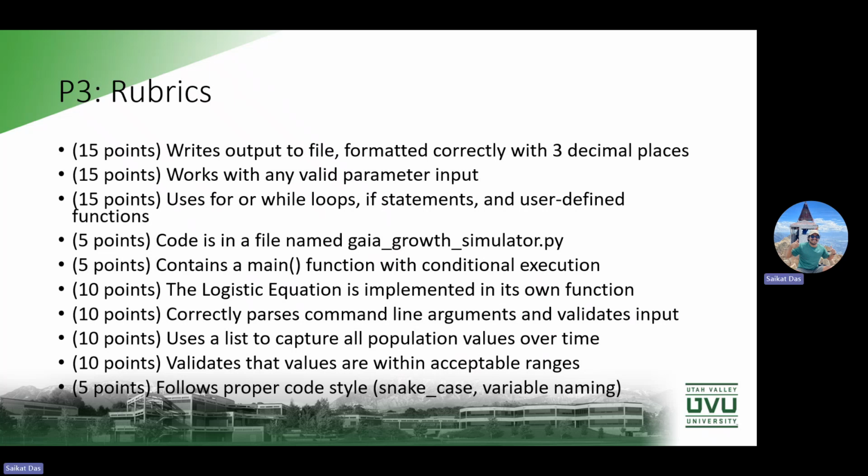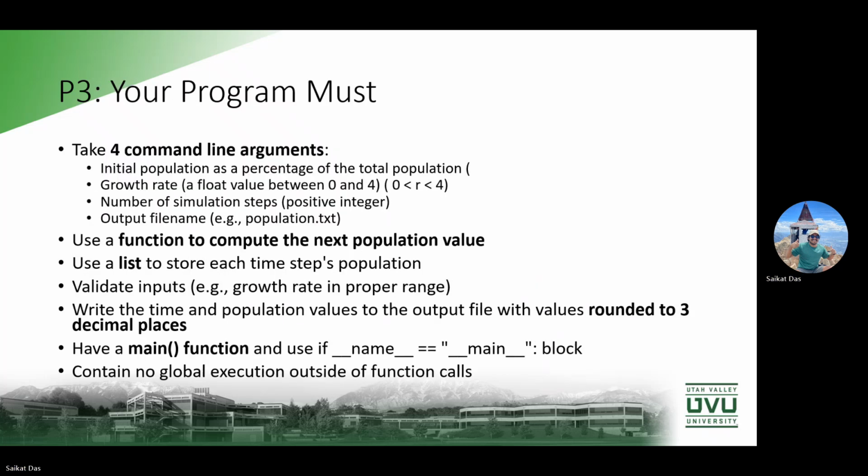You need to use the list to capture all population values over time, validate those values are within the acceptable range. And this is very common. You need to use the proper coding style, either snake case or camel case, and proper, meaningful variable naming. What you need to do, you need to take 4 command line arguments.